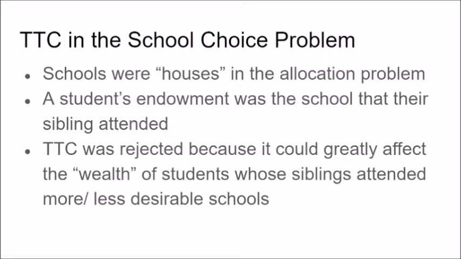Now, ideally, this would prevent the problem of parents having to drive their children to two different schools, but ultimately, TTC created too many problems. It was rejected because students whose siblings attended very desirable schools suddenly became very wealthy, so to speak. If your sibling attends a very desirable school, you suddenly have the ability to pick any school that you would wish to attend.